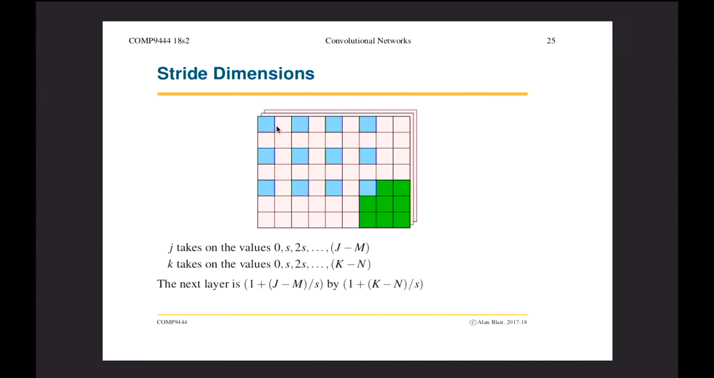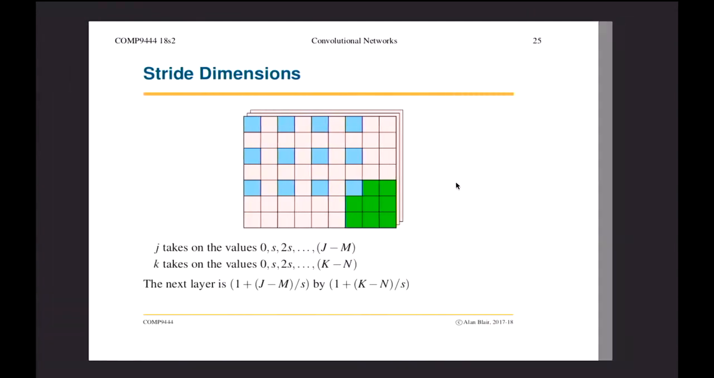Now, if we ask ourselves, what's the size of the next layer? Well, it's given by this formula here. And when I write this division, this is interpreted as integer division. We throw away the remainder. So let's just look at 2 separate examples. First let's look at the example that's shown here.